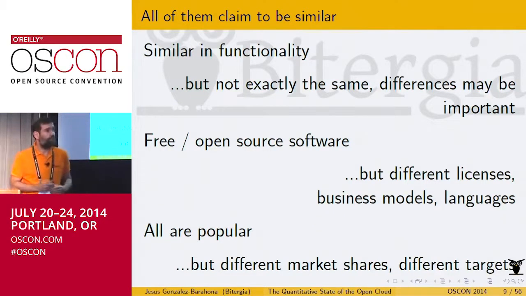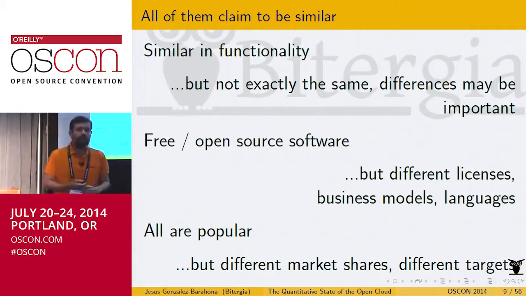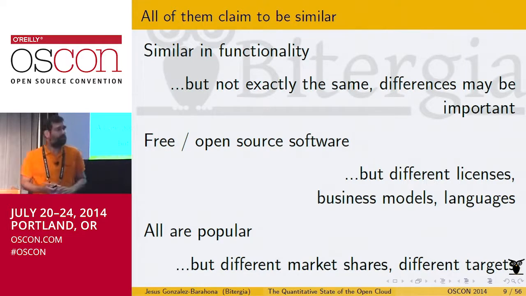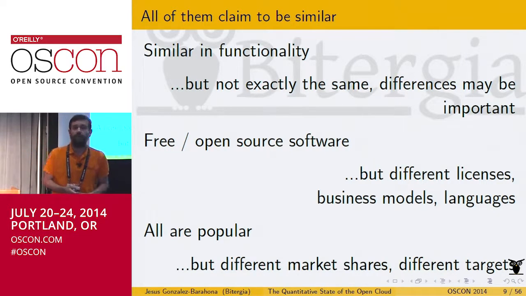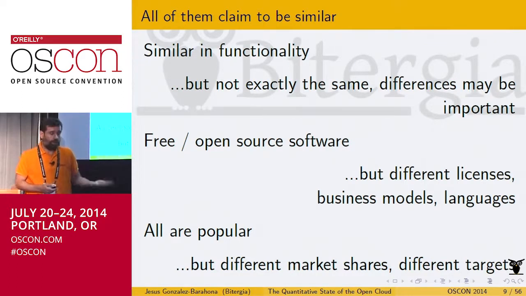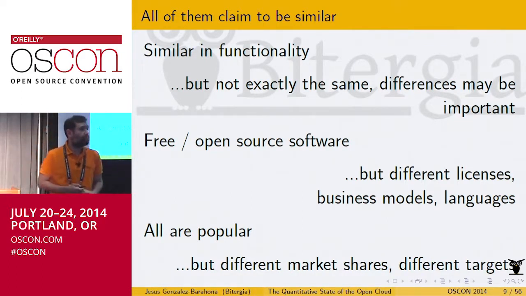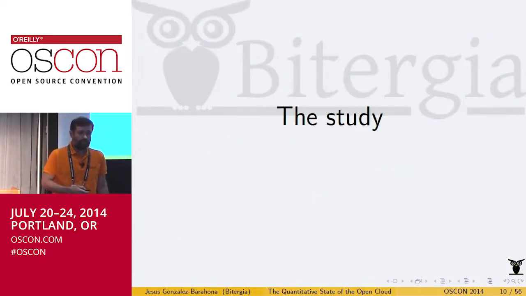All of them are free open source software, but they have different licenses, they have different business models, they have different languages, I mean talking about programming languages, and different ways of doing things, I mean different processes for producing the software. All of them are popular, but of course they have different market shares, different support by companies, and different targets even. So now about the study.